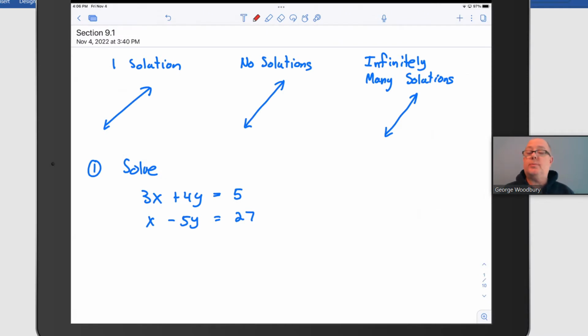Hi, I'm George Woodbury from College of the Sequoias in Visalia, California, and in this video we're going to take a look at solving a system of linear equations using the substitution method.